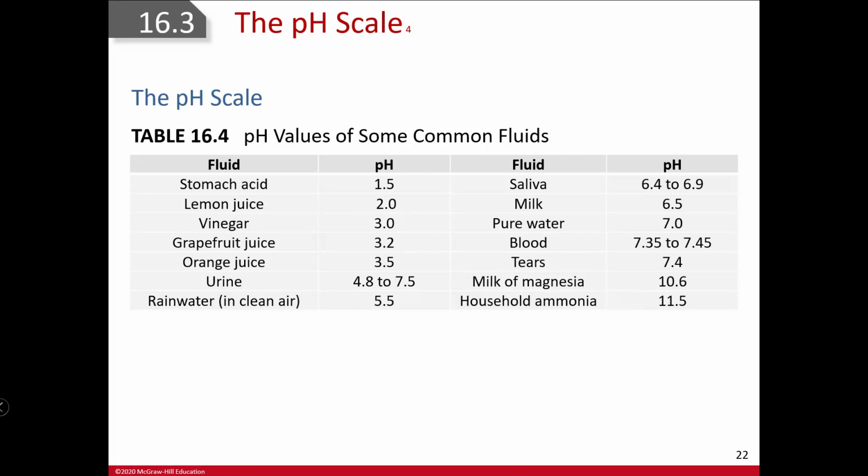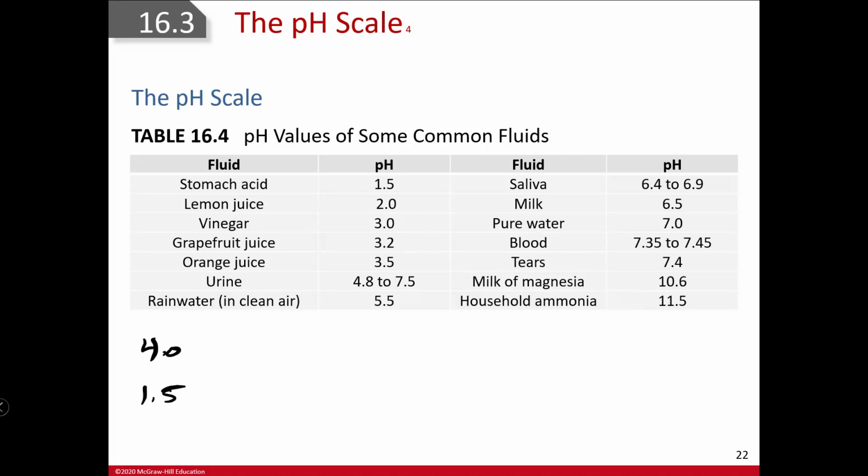Then we have urine. So we can test your urine. When we start seeing things out of whack in the urinary system, it'll show up in the pH. Rainwater. Now rainwater, a lot of people think, oh, it should be right at pH 7. Well, when carbon dioxide dissolves in rainwater, it makes an acidic solution. That's why clean air rainwater is going to have a pH of 5.5. Now, acid rain is 4.0, and so they go, well, that's only 1.5 difference.